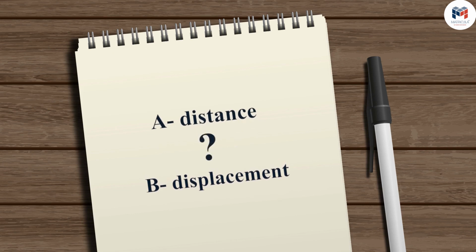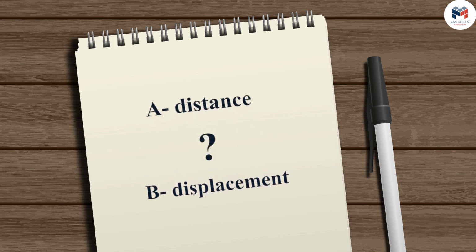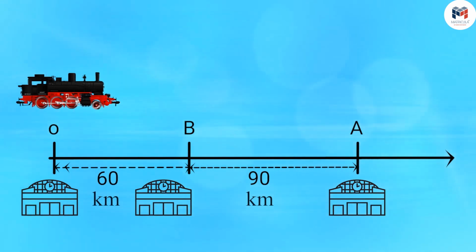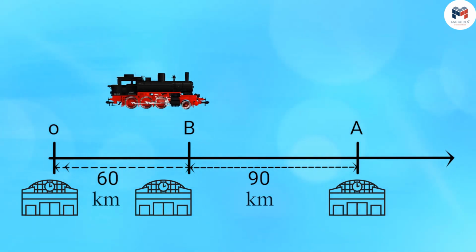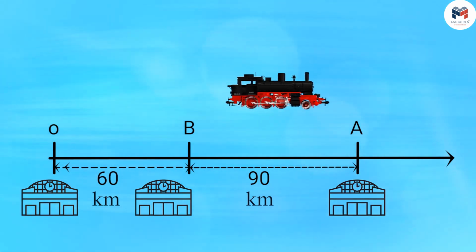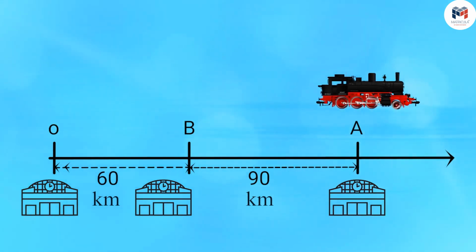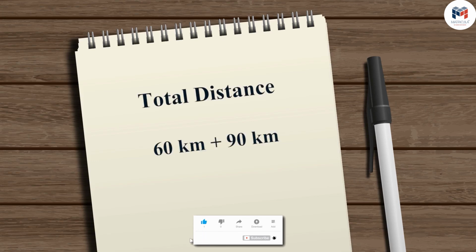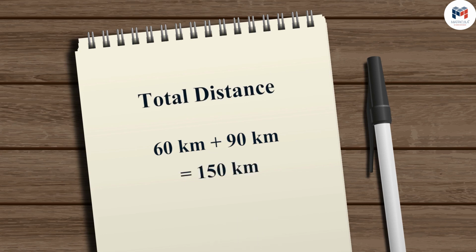We can take an example to understand the difference between the two quantities more clearly. Suppose a train starts its journey from station O. We are considering station O as a reference point. Its first stop is 60 kilometers away from O, which is station B. From station B, it travels 90 kilometers to finally reach station A. Now, can you tell what is the total distance travelled by the train? The total distance travelled by the train is 60 kilometers plus 90 kilometers, that is 150 kilometers.